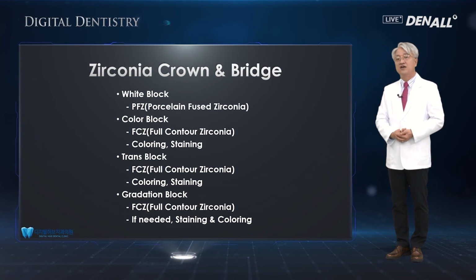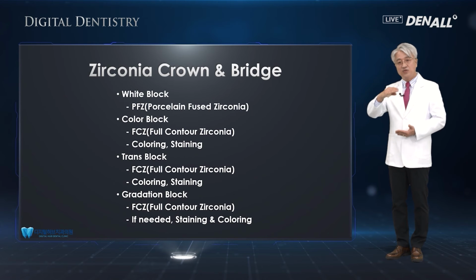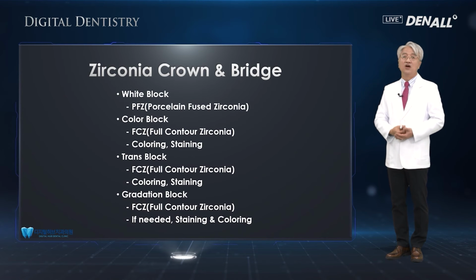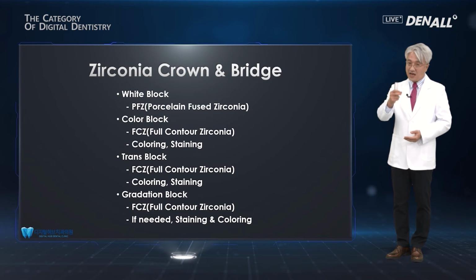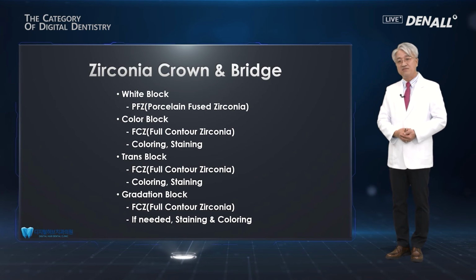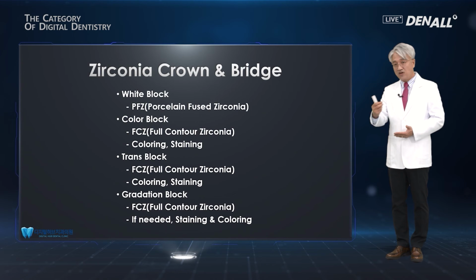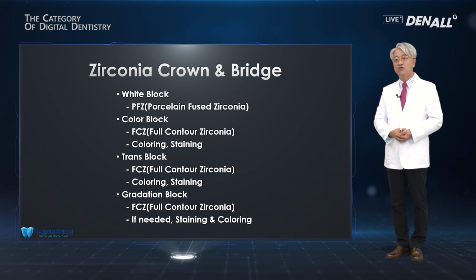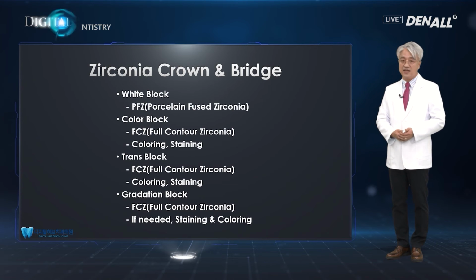Having those properties, you now have a gradation block from the cervical to the incisor. There's a gradation, so it's very close to your natural teeth, and if needed, staining and coloring can be done. But I think when I use this type of block, you don't need much staining or coloring. It has very close aesthetics to all ceramics.